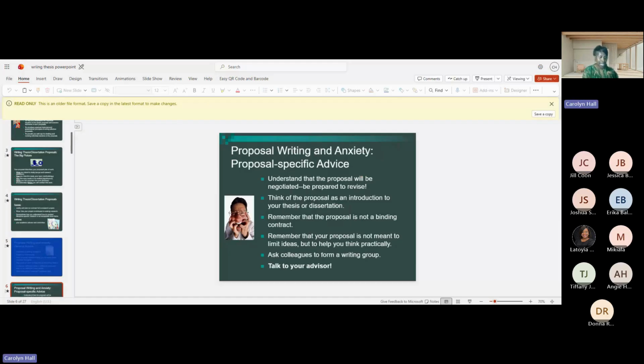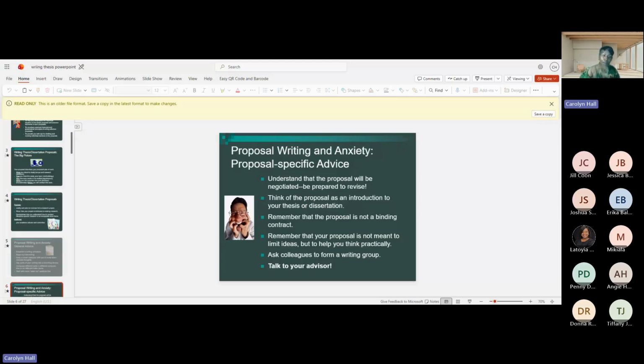Proposal writing and anxiety, specific advice. Think about it like this. A proposal, your dissertation proposal or your thesis proposal, is just that. Somebody tell me what a proposal is? If I propose something to you, what am I doing? Anybody, somebody? In essence, making an offer. Right. This is something that I intend to do, but it's not set in stone.